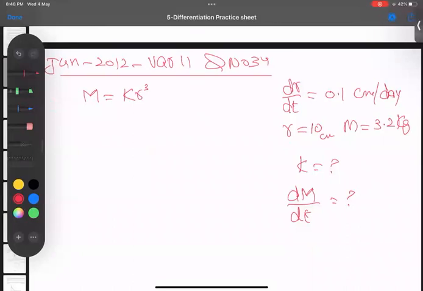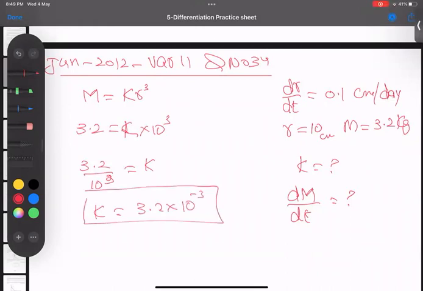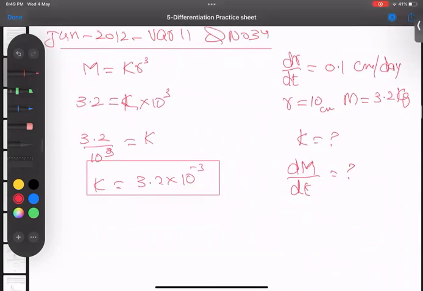You can see the data is very clear. I plug in these two values, I will get k automatically. 3.2 equals k times 10 to power 3. This goes down: 3.2 over 10 to power 3. So k becomes 3.2 times 10 to power negative 3. This I got, a k value. So one job is over. Second job: I will plug this value back in here. So mass is equal to 3.2 times 10 to power negative 3 times radius to power 3. And now he's asking dm by dt is the target.